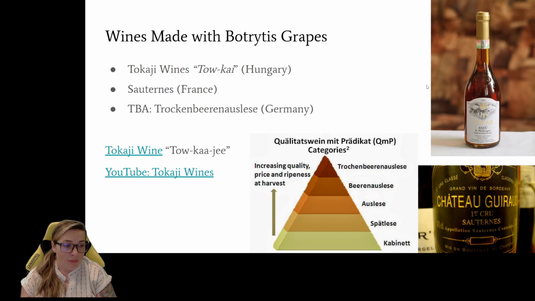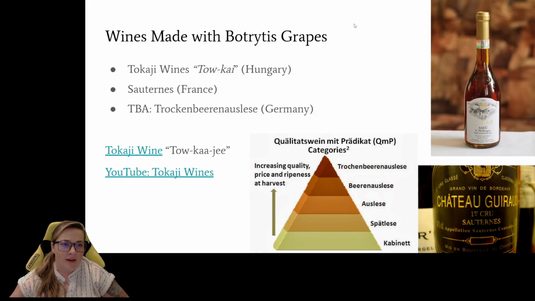Wines that are made with botrytis infected grapes. Lots of them, actually, surprisingly. We have Tokay wines, which originated from Hungary. We also have Sauternes in France. And then in Germany, we have a special designation for these really, really sweet wines. It's the sweetest wine that they make, and it's Trockenbeerenauslese. So very cool to see that different parts of the world utilize this mold to produce very sweet wines.